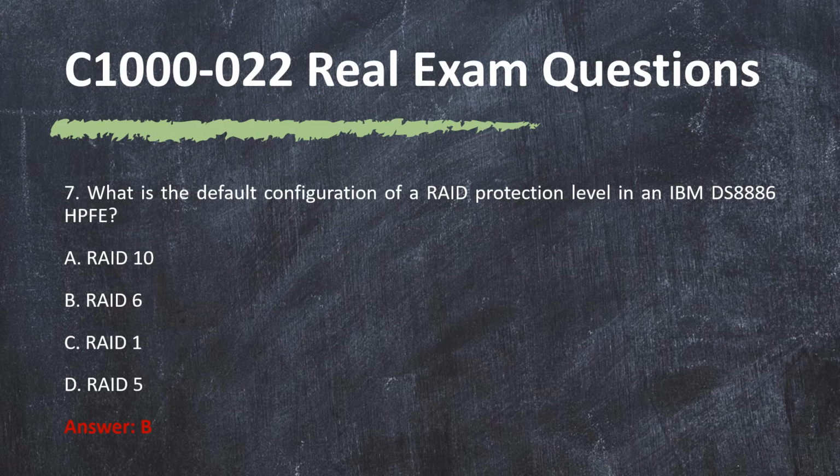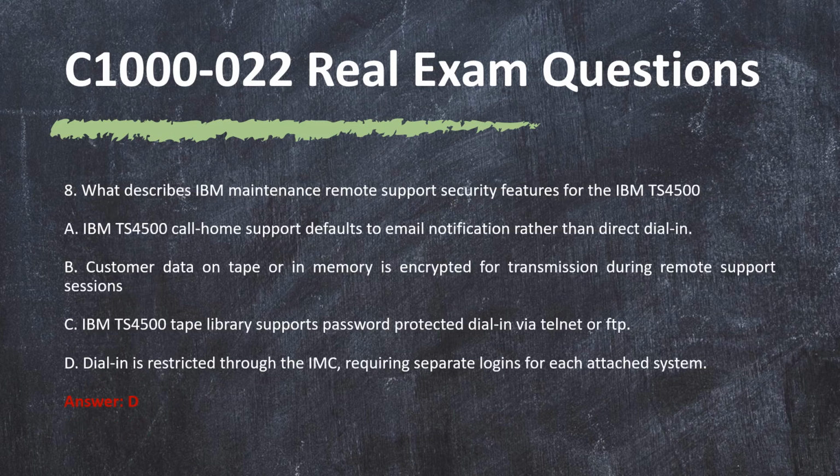7. What is the default configuration of a RAID protection level in an IBM DS8886 HPFE? A. RAID 10. B. RAID 6. C. RAID 1. D. RAID 5. Answer: B.